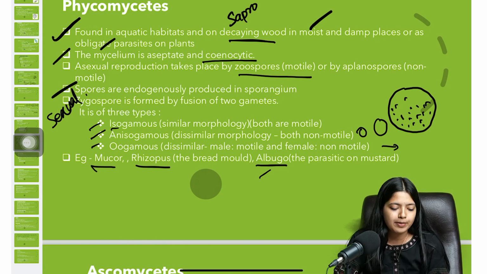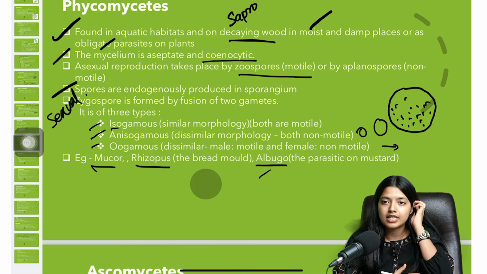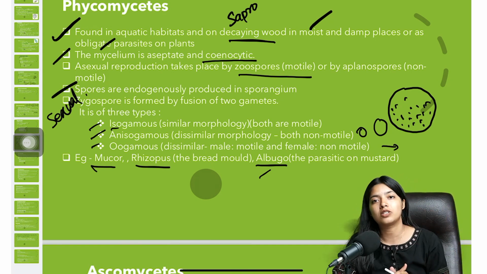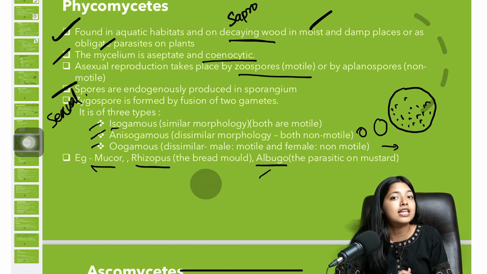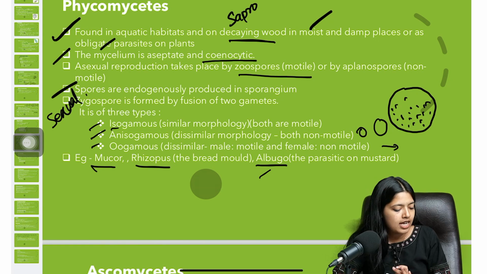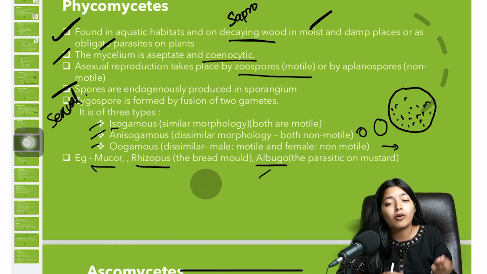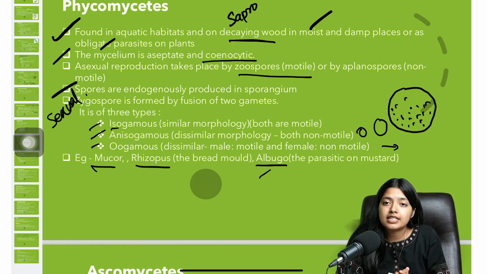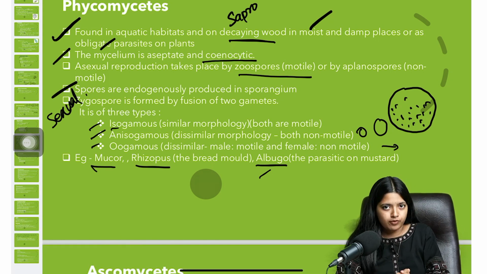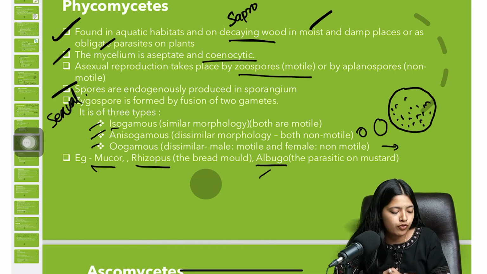First one was their aquatic habitat, and they are saprophytic, living on dead and decayed matter like decaying wood, and they live in moist and damp places or as obligate parasites on plants. Then their mycelium is aseptate or cenocytic. Asexual reproduction is by zoospores or aplanospores. Spores are endogenously formed, that means formed inside their fruiting body, the sporangia. Sexual reproduction is by zygospore formation, the fusion of two gametes.